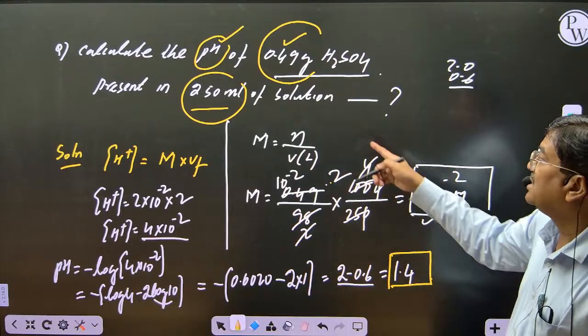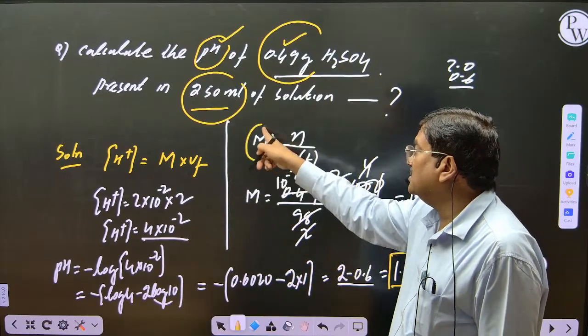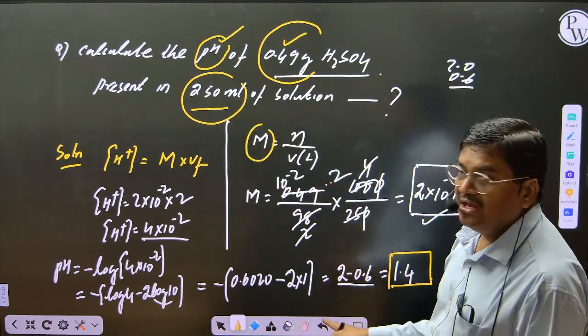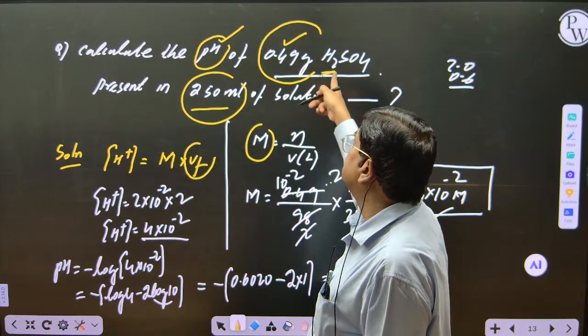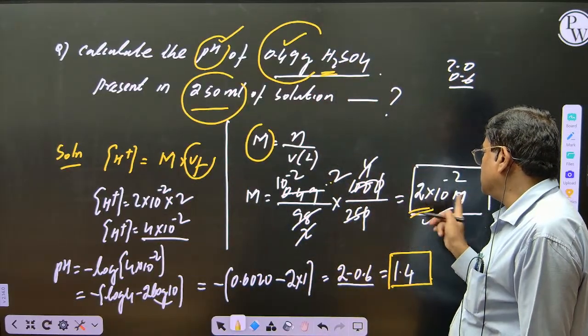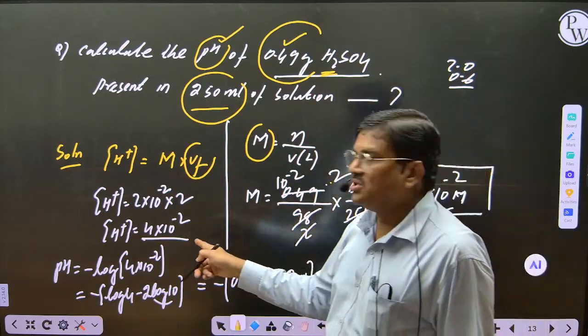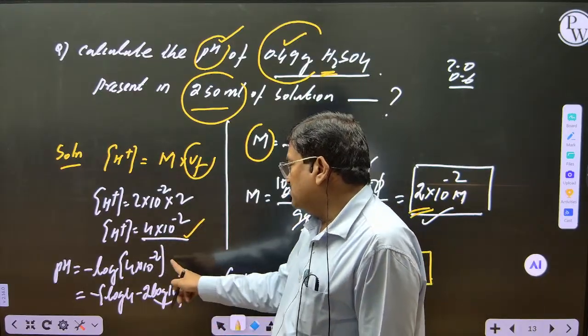Understood? So what we converted: this mass and volume we brought in terms of molarity. After bringing molarity, you have to multiply with the number of replaceable hydrogens, because there are 2 hydrogens. We got only for 1 mole. If 1 mole is 2 into 10 power minus 2, for 2 moles what should be the concentration? 4 into 10 power minus 2. For that we apply pH.